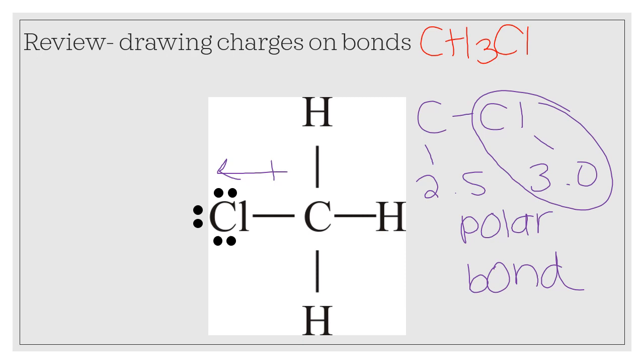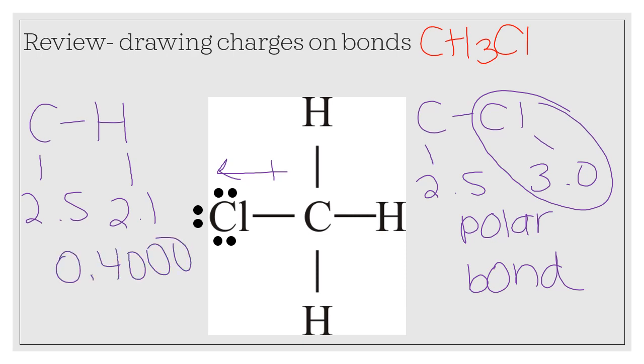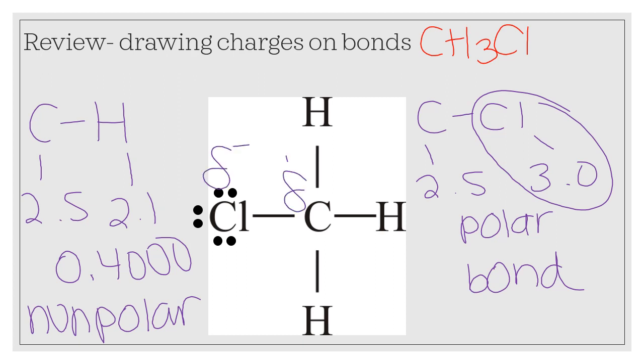Perfect. Now, looking at the carbon and the hydrogen bonds. Carbon 2.5, hydrogen 2.1. That is 0.4. It is a nonpolar bond. And so we don't draw any symbols on the CH. Just leave it as it is. And that's okay. You might have a molecule with 3 polar bonds and 1 nonpolar. They don't all have to be the same thing in the compound. So I can have my arrow, or if I wanted to get rid of that and draw the symbols, partial negative here, partial positive here on the carbon, and just leave the H's alone.